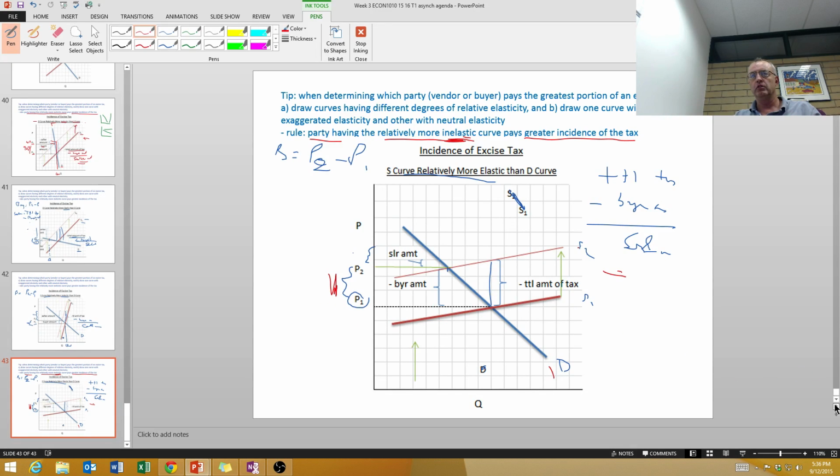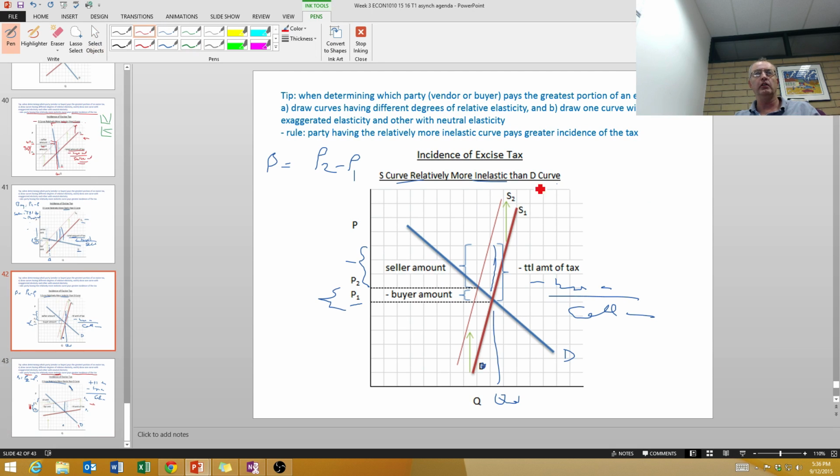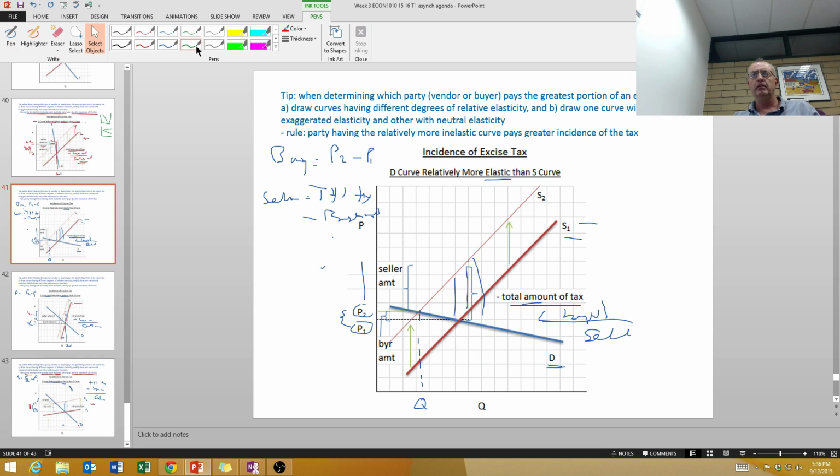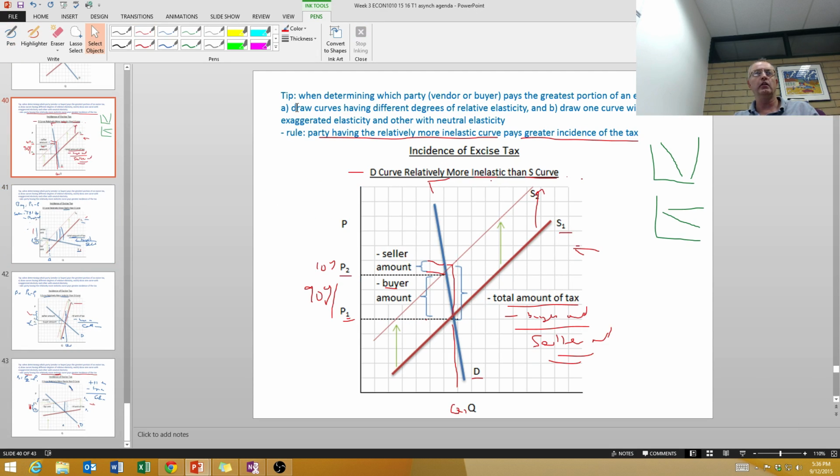When we go backwards, the supply curve is relatively more inelastic than the demand curve, so the seller picks up the greatest portion there. And the same thing happens on the demand curve side. So when the supply curve is relatively more elastic than the demand curve, the seller picks up the greatest portion. And back to the original scenario, when the demand curve is relatively more inelastic than the supply curve, the buyer picks up the greatest portion. So that's the rule. The party with the relatively more inelastic curve pays the greatest incidence of the tax.